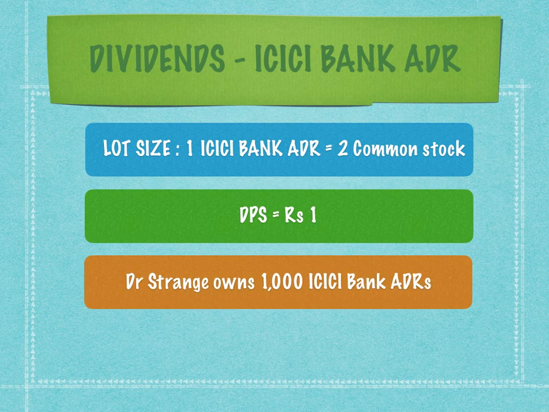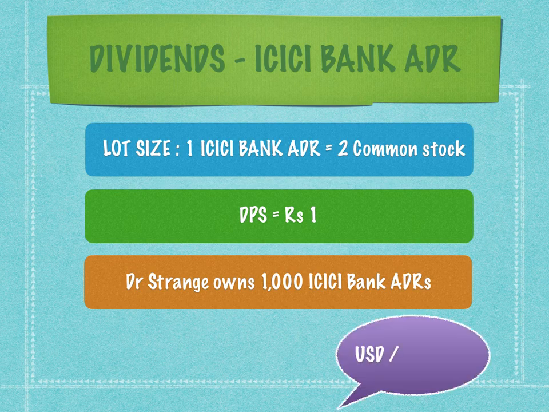My favorite Marvel character, Doctor Strange, owns 1000 ICICI Bank ADRs. Okay, that's very less, na, for his wealth. If the USD INR rate is 75, can we calculate on the basis of this information how much dividend Dr. Strange will earn? Again, I am not giving the answer. I'd like you all to think about it because I've given you all the inputs.